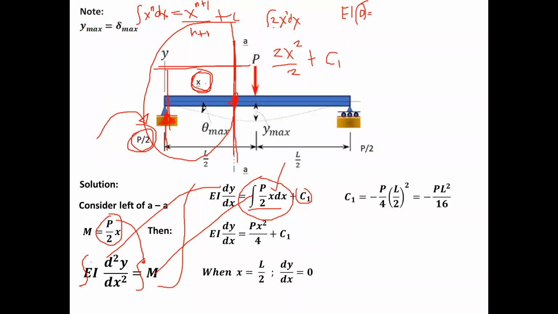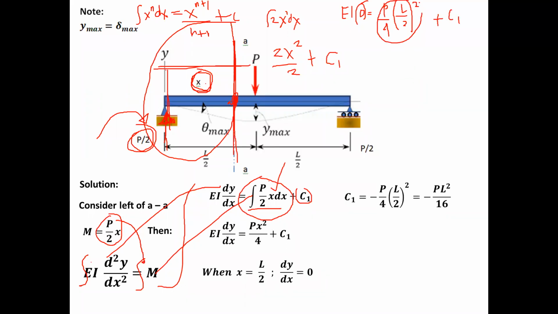Nakasunod ba kayo, class? Are you still with me? P over 4. Then x square. Ano ba ang x? L over 2. Nakascore yan. Plus c sub 1.